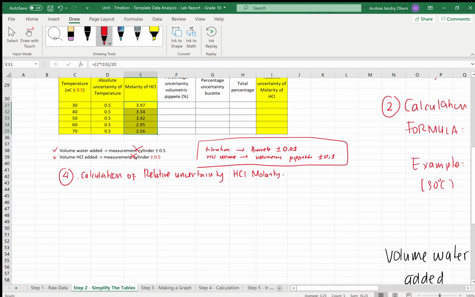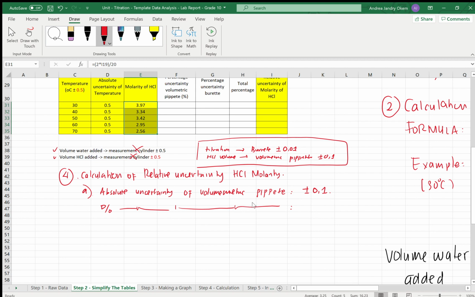Okay, so first we are going to identify the absolute uncertainty of the volumetric pipette. The absolute uncertainty of the volumetric pipette is plus minus 0.1. The next one, you have to find the percentage uncertainty of the volumetric pipette.